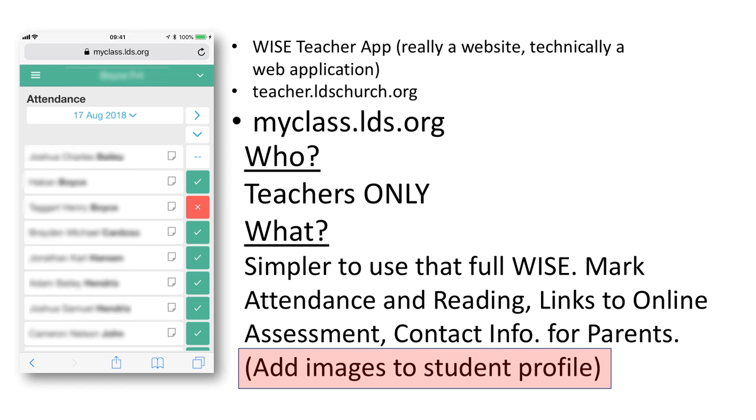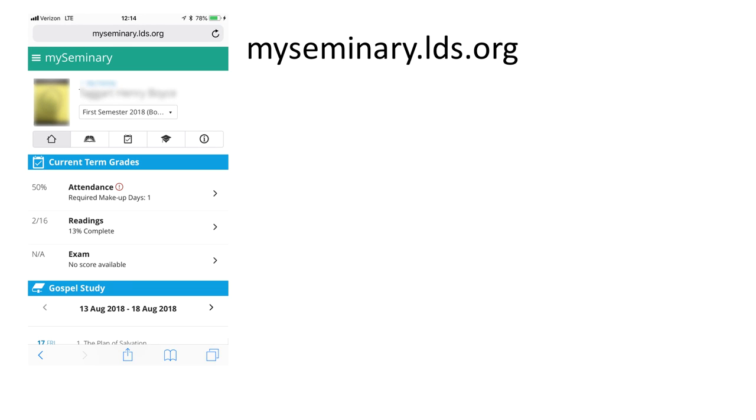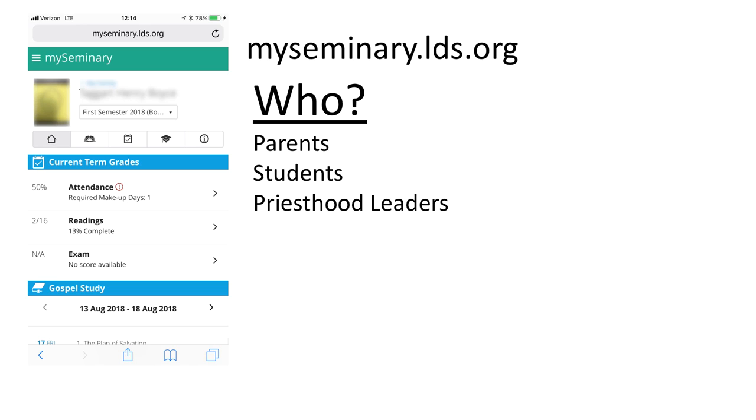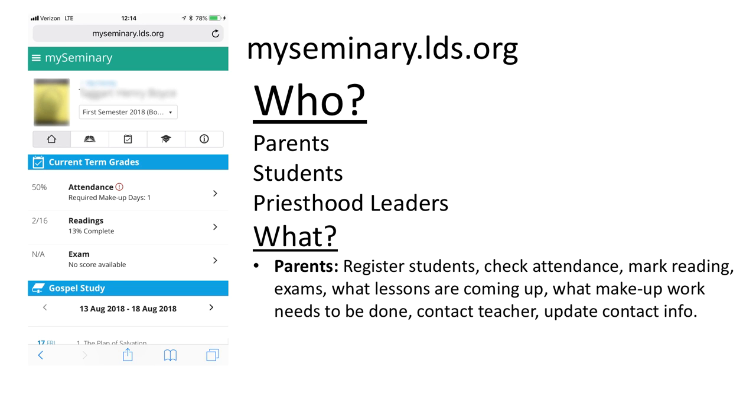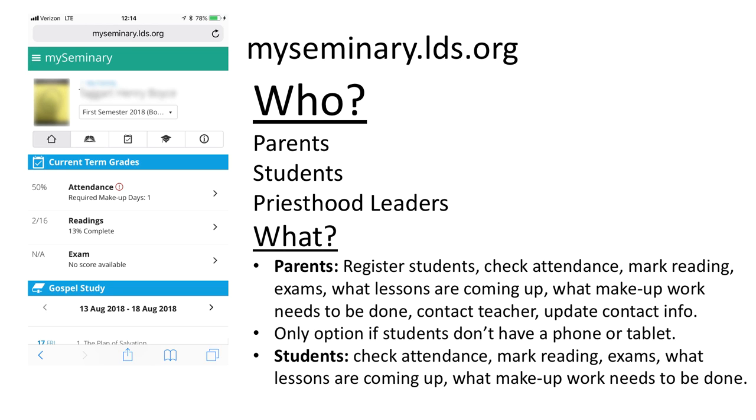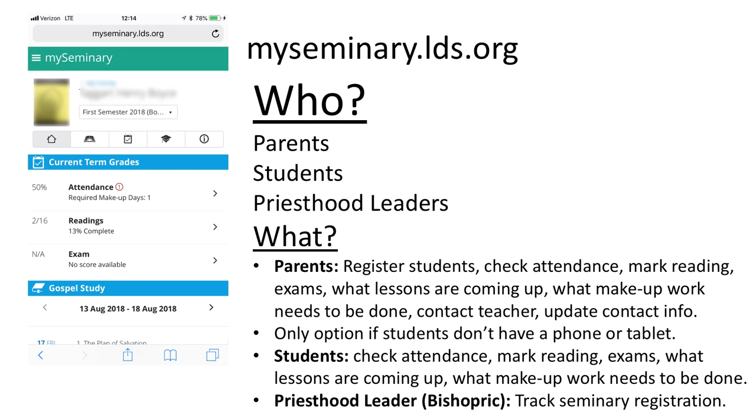So that is myclass.lds.org. The second one is myseminary.lds.org. Now, who is this for? This is for parents. They can log in and use this. Students as well, and priesthood leaders. So for parents, they can register their students for seminary, check attendance, mark reading, look at assessment scores. They can also see what lessons are coming up, what makeup work needs to be done for absences, contact the teacher if they need to, and update their own personal contact information as mom and dad. Students can check attendance, mark reading, check assessment scores, see what lessons are coming up and what makeup work needs to be done. And priesthood leaders use this to track seminary registration.